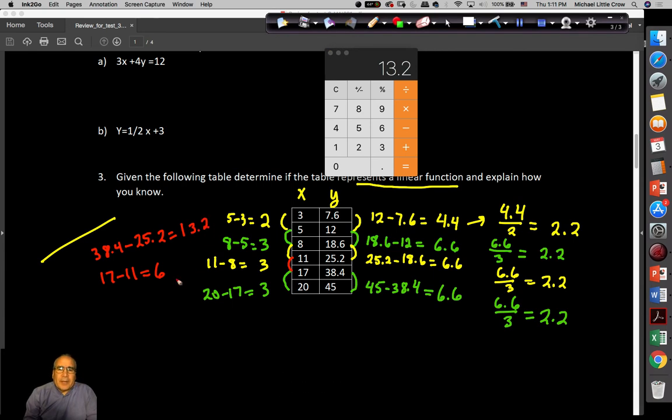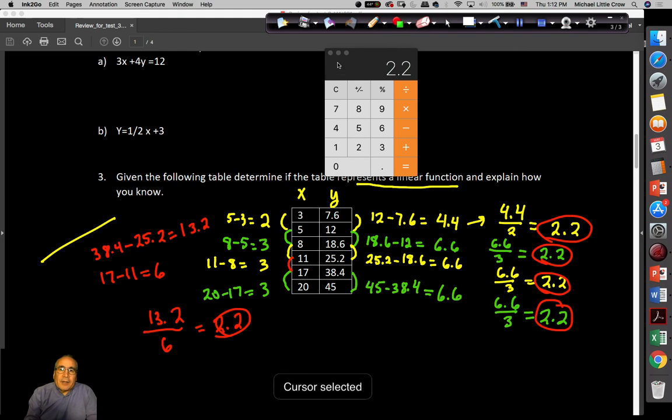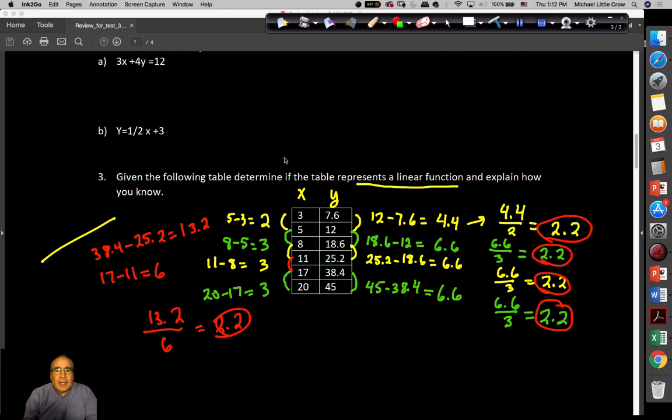Probably it's right. And so to get the slope, we take 13.2 divided by 6, and we get 2.2. Okay, so the slope is 2.2. So notice slope, slope, slope. The slope is always 2.2, so that's how we know it's linear. And again, that's really all we need to know is how to do these, and we'll be fine.